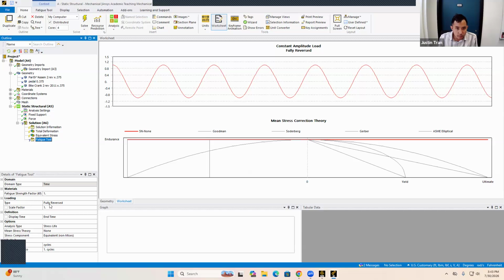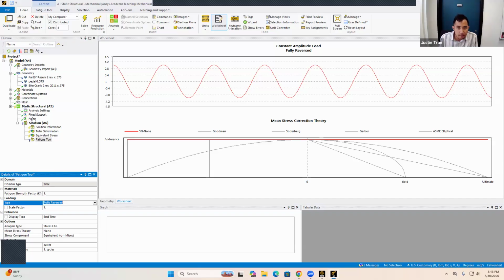The first thing we have to do is specify the condition on the loading here. Now, remember when we're talking about fatigue life, we're talking about different load cycles. We want to see how many load cycles our part can withstand before it fails. So the first thing we have to define is what constitutes a cycle. By default, the loading type is set to fully reversed.